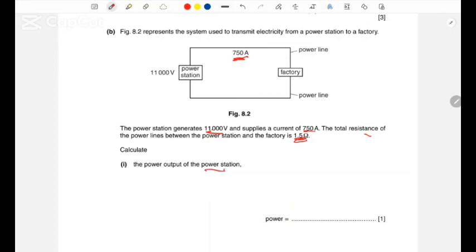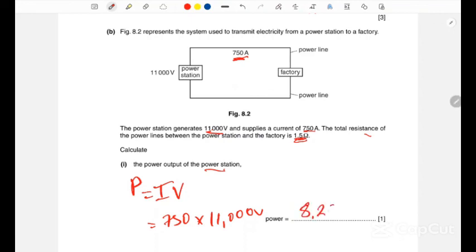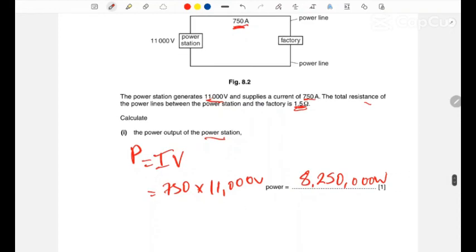To find the power output, we just have to find the power, which is equal to IV. So it's going to be 750 times 11,000 volts. 750 times 11,000 would give us 8,250,000 watts. We can also write this in standard form, or we can just write it in number form.